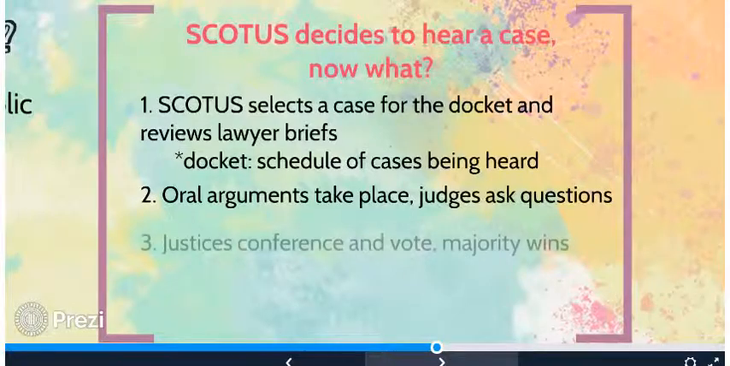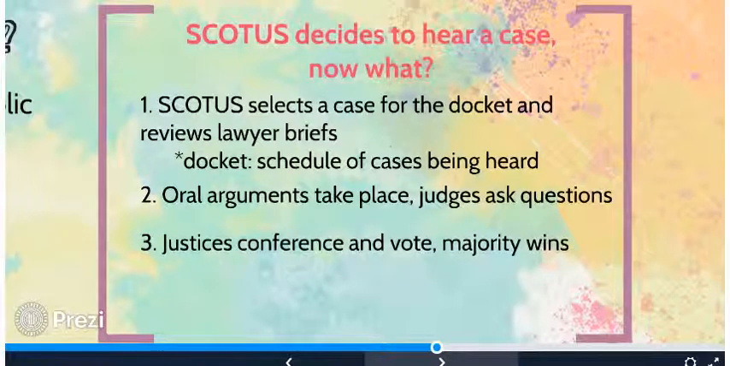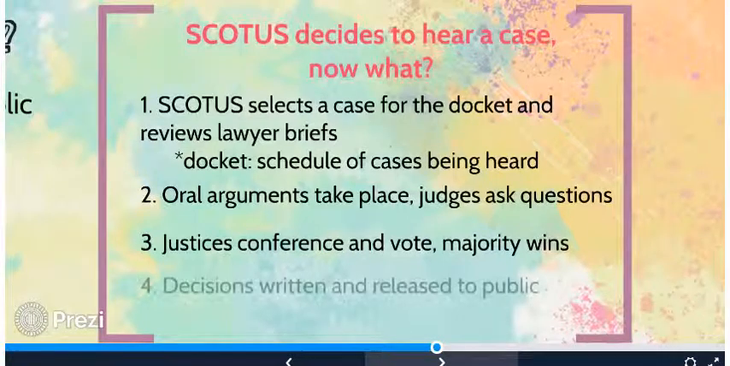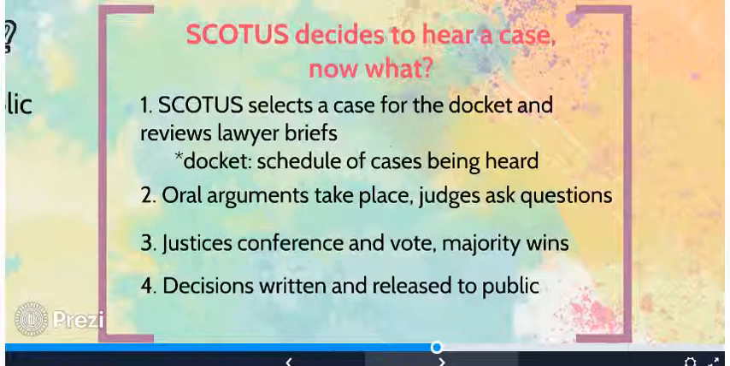Okay, and after that, the justices will conference and vote, and the majority wins. So at least 5 out of the 9 have to agree. And their decisions must be written down and released to the public.